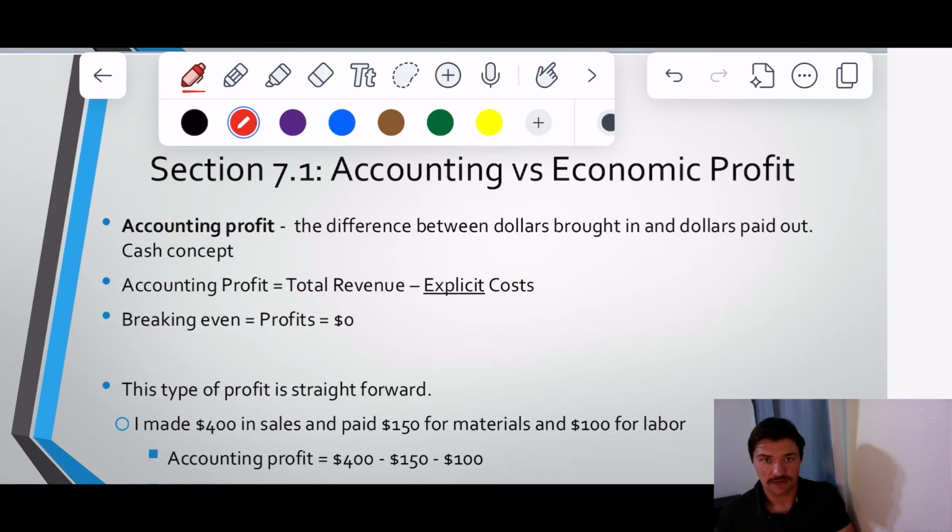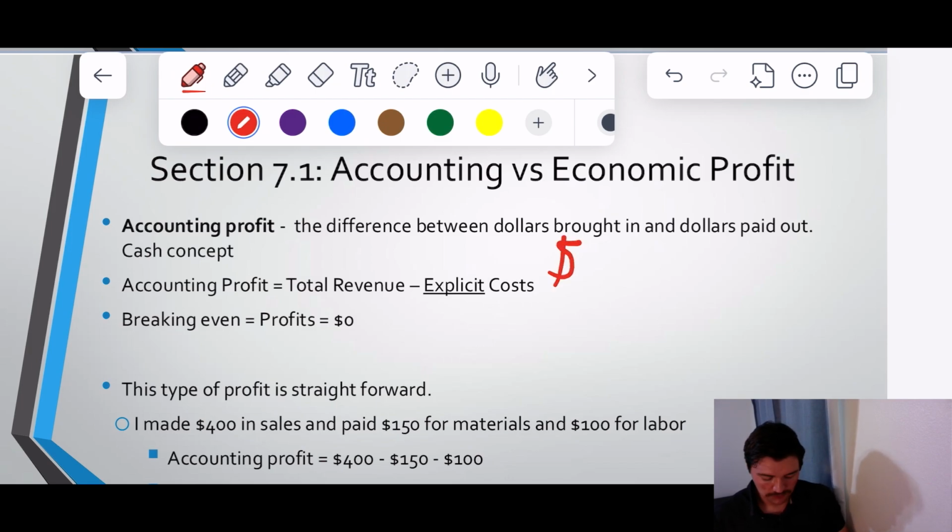It's a cash concept. It goes back to what we were talking about with the explicit cost being the exact cost of business. You actually see what you're paying for and you see what's coming in terms of revenue. So for accounting profit, what you're going to do is just do total revenue minus your explicit cost.